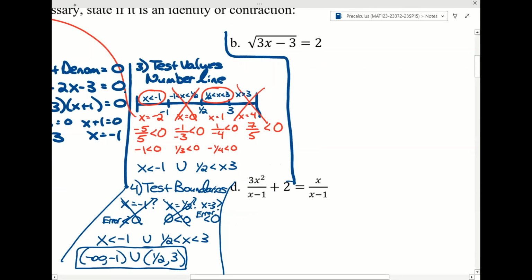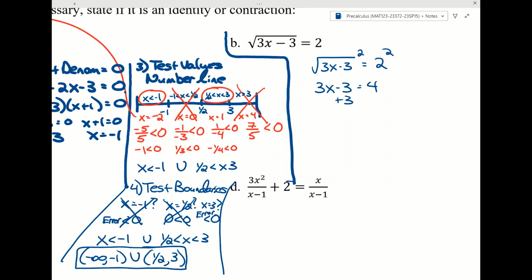Okay. For letter B, it's just a radical equation. The way that we solve those is we get the hardest radical by itself, and then you square both sides. We get 3x minus 3 is equal to 4. Adding the 3 and dividing by the 3, x would be 7/3. That would be the answer for that one.